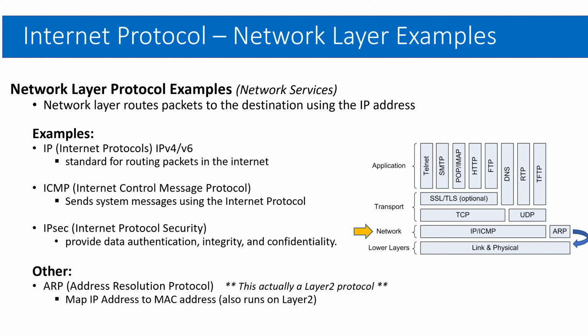And then once it gets to its destination, ARP takes over. It's layer 2, but it takes over and says, okay, you came in with an IP address. I have to map that to the physical device's MAC address.